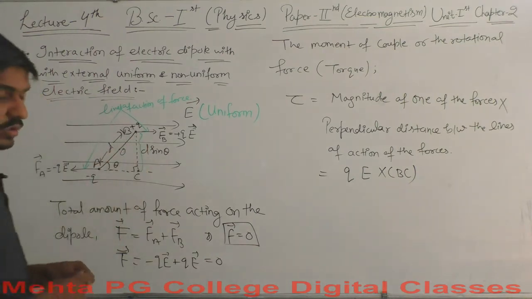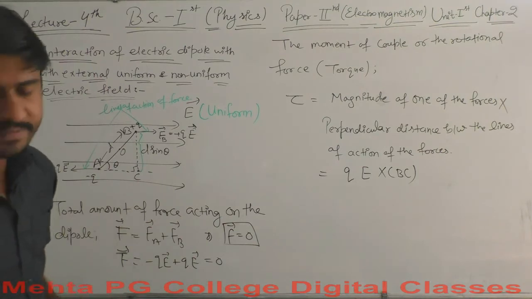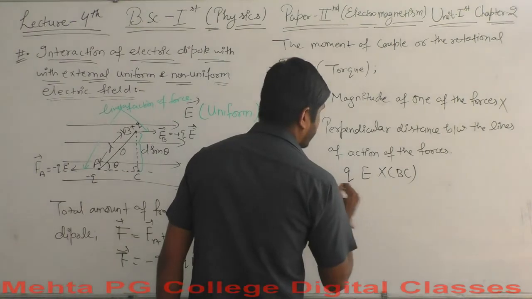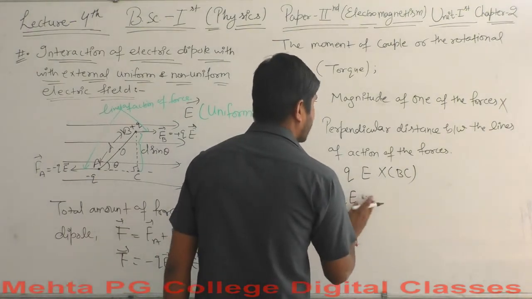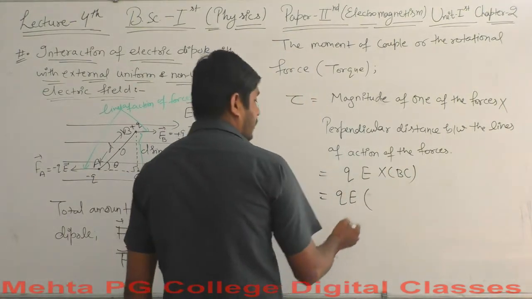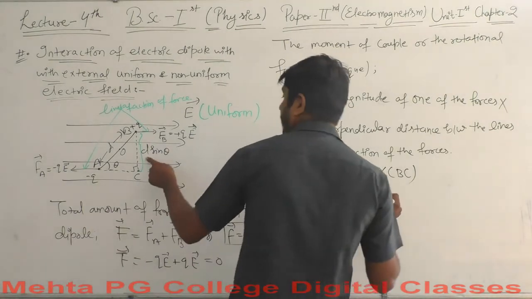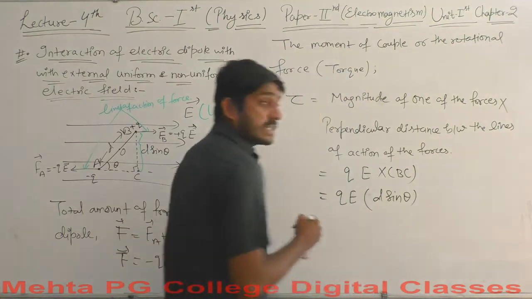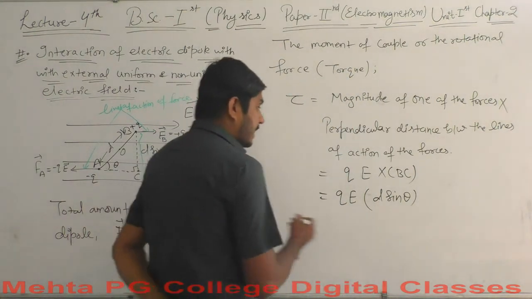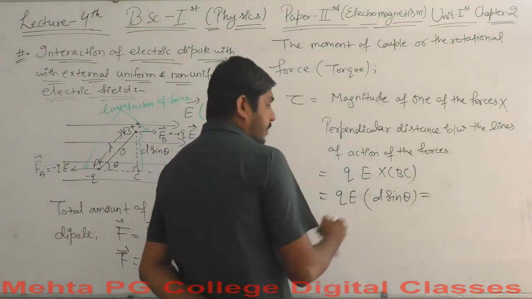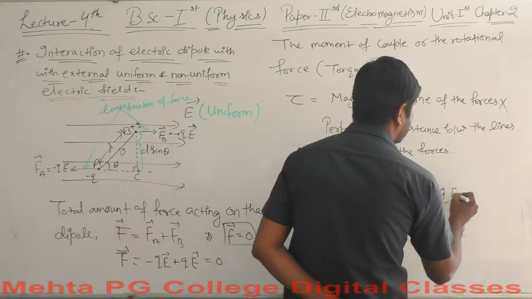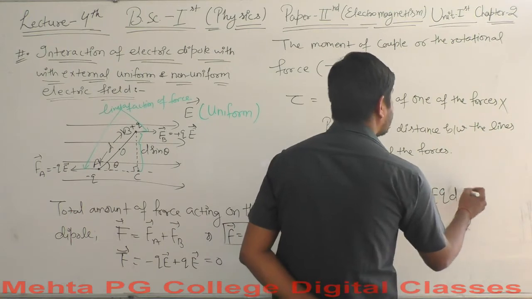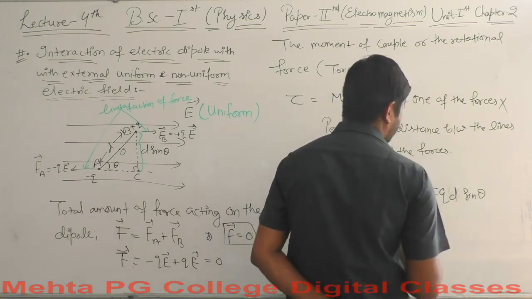So let's put in all the values here. QE times what is the value of BC? You see that this is d sine theta. So I write here d sine theta, and this is equal to QE d sine theta, simple. Let's say E Q d sine theta.